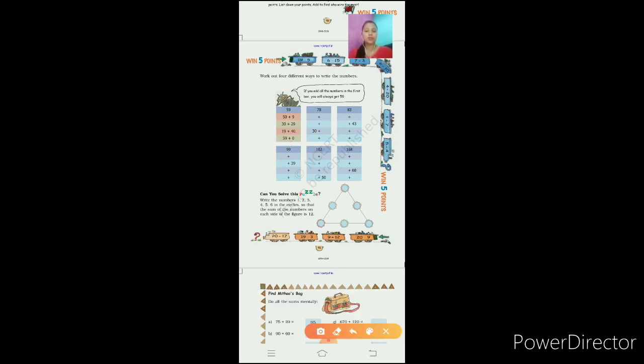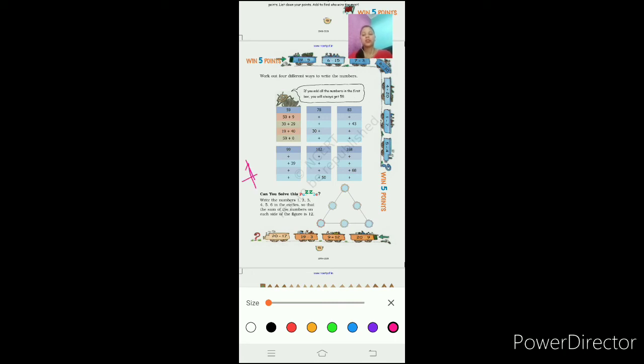Yes or no? 78 we can write as 70 + 8. We can write it as 50 + 28. Okay, what is the combination of 78 with 30? So just subtract 30 from 78. 8 - 0 is 8, 7 - 3 is 4. So the answer is 48. Okay, so 30 + 48 is 78, and next is 78 + 0.